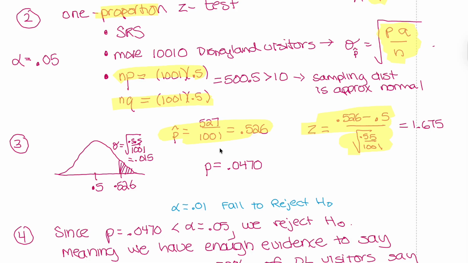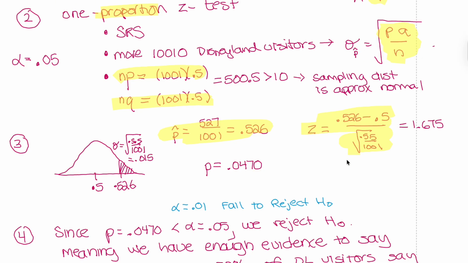Use your calculator for normal CDF to find the p-value is 0.0470. Round to 4 digits, but 3 significant numbers. And for the z-score in this case, you are going to use p hat minus p, all divided by the standard deviation of p hat, which is going to give you 1.675.